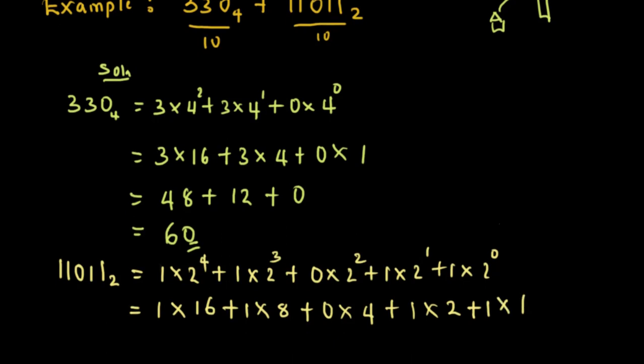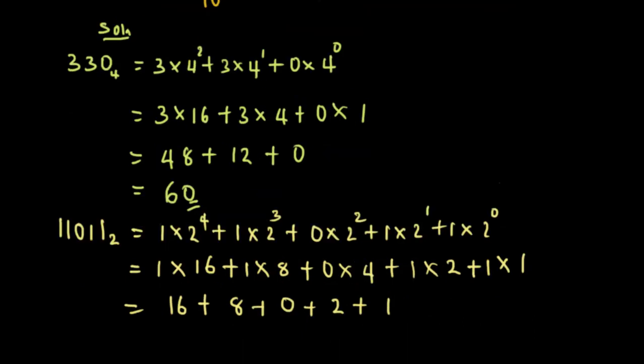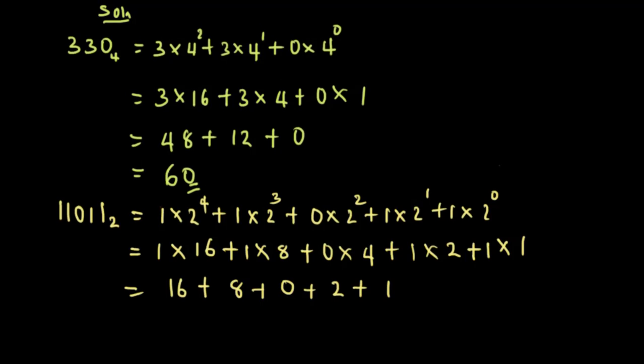Do you understand? So we'll be having 1 times 16 is 16. Plus 1 times 8 is 8. Plus 0 times 4 is 0. Plus 1 times 2 is 2. Plus 1 times 1 is 1. Do you understand? So we'll be having 16 plus 8, which will give us 24. 24 plus 0 is 24. Plus 2 is 26. 26 plus 1 is 27.